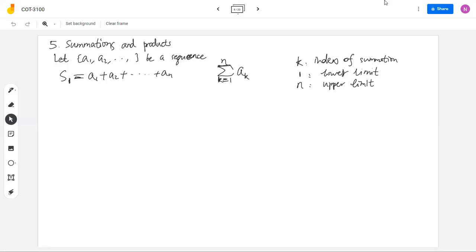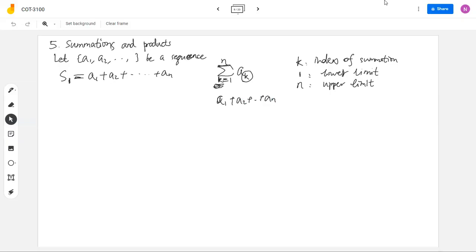So basically, when you see the sigma, that means we are doing a summation. And because K not only appears here but also in the summation notation, that means K is the index of summation, and the lower limit is K equals 1, from K equals 1 to N. That means I'm going to do A1 plus A2 plus and so on, plus AN.